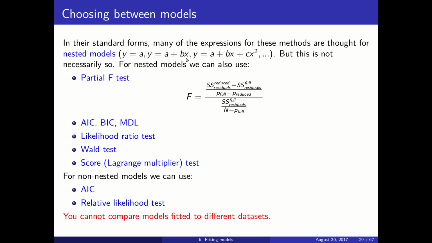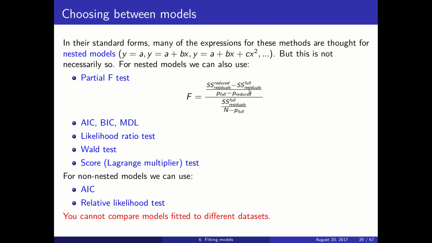And the same, the polynomial of degree 1 is a particularization of the polynomial of degree 2 when c is equal to 0. So all models in which one of the models is a particularization of the other are called nested models. And for nested models, we can have different tests. We will see the partial F test a little bit in more detail.